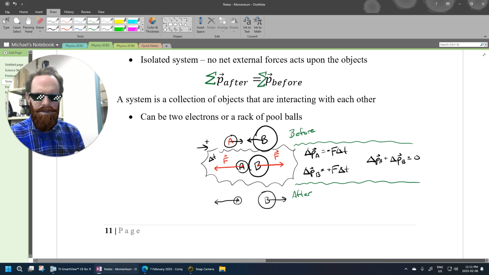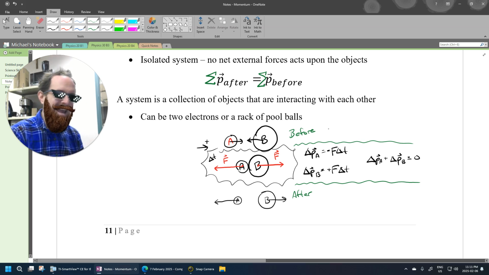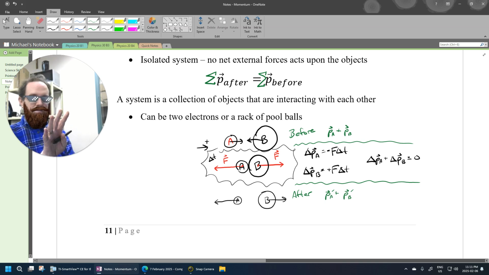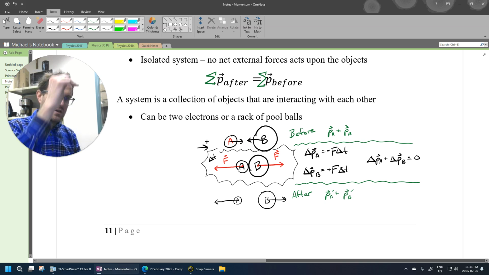I know that's kind of weird how I wrote that up there. But the sum of all this momentum before. So if I added the momentum, not the impulse, but just the momentum of A and B together, and then I added the momentum of A and B, let's just put a little prime on it, afterwards, what I would notice is that those two things would add up to be the same number.